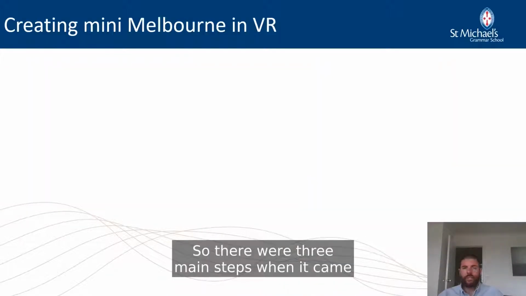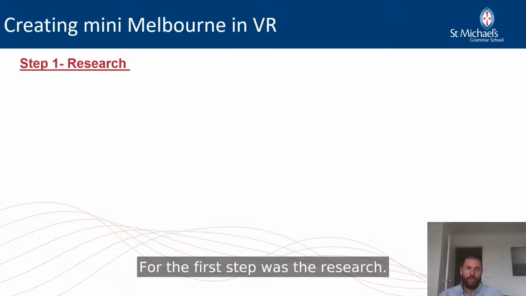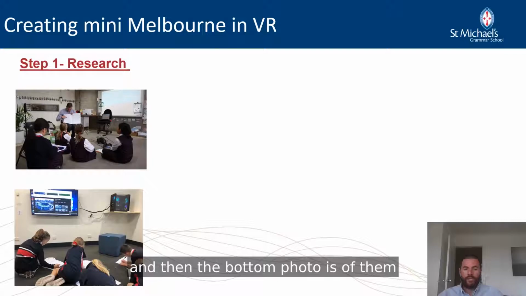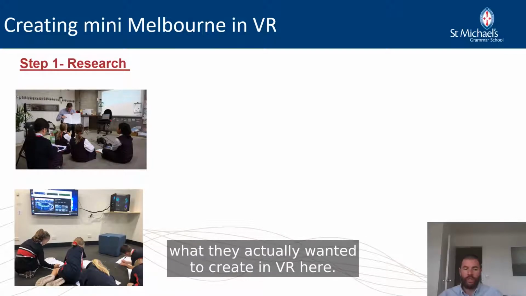So there were three main steps when it came to creating Mini Melbourne in VR. The first step was the research. You see here, this is me in the classroom working with students in small groups. And then the bottom photo is of them actually in the VR space, sketching out what they actually wanted to create in VR here.